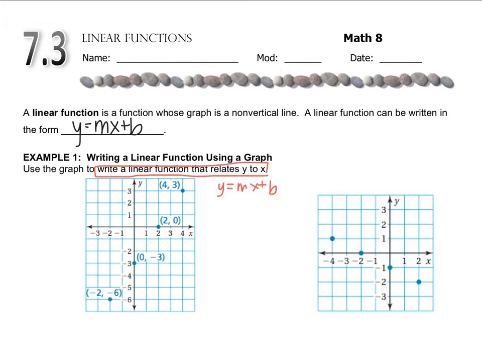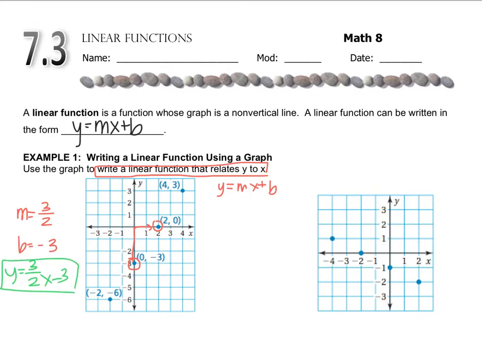So let's do that. If I count from one dot to another, I'll just use these two. It's up 3, right 2. So that makes the slope positive 3 over 2. I conveniently already picked the y-intercept right here, 0, negative 3. So now you just put it all together. y equals 3 halves x minus 3. Done. Next one.